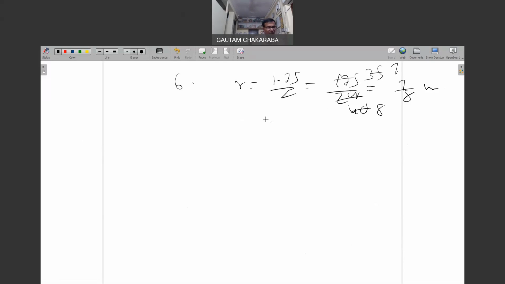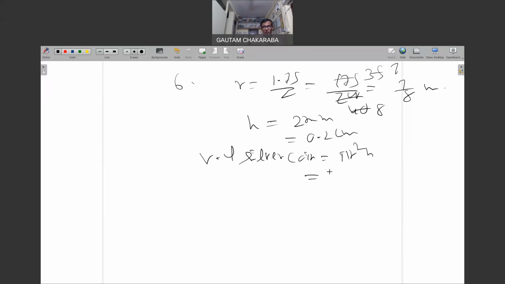Now, radius and height. How many silver coins? The thickness means height: 2 millimeter, converted to centimeter is 0.2 centimeter. Volume of silver coin is pi r square h, where h is 0.2. Now this is the silver coin volume.